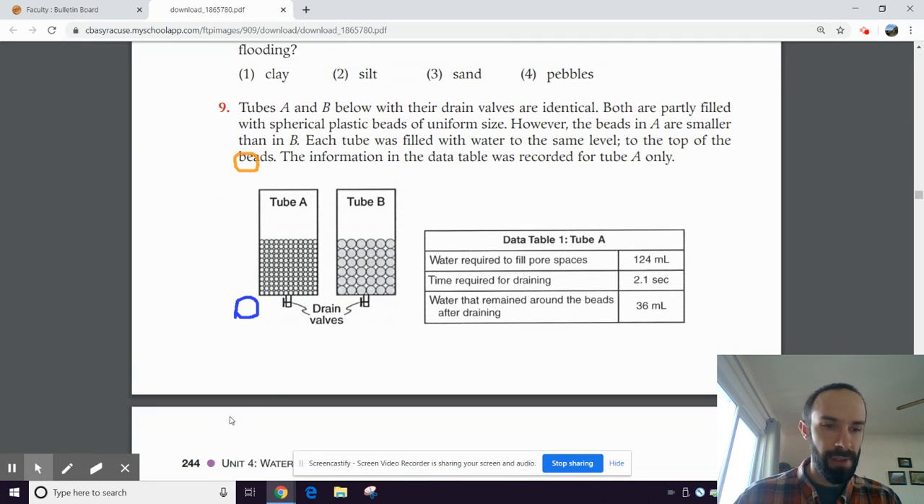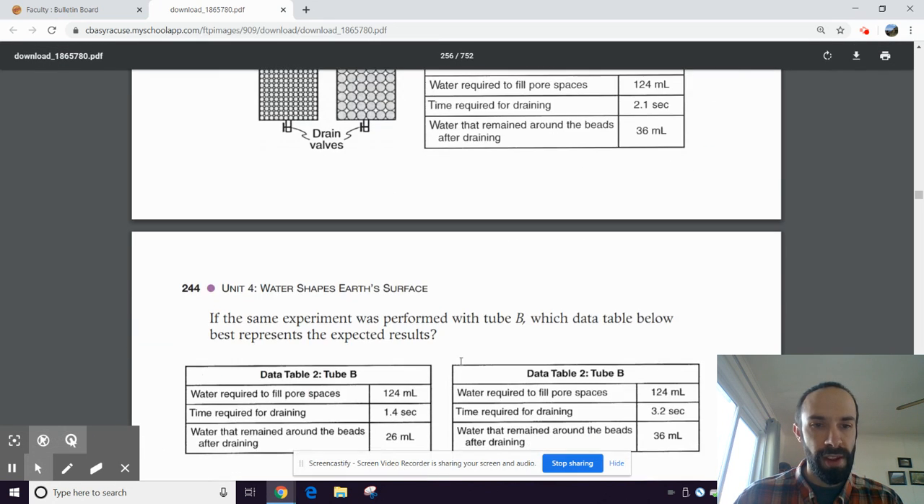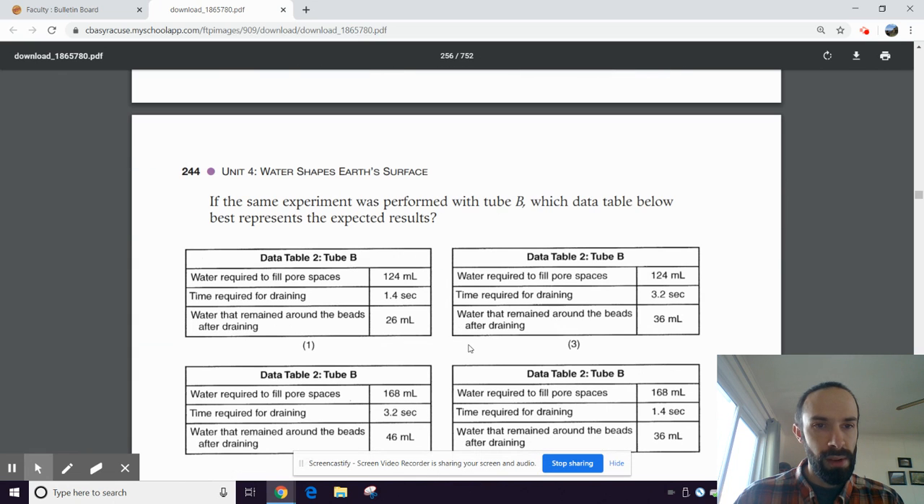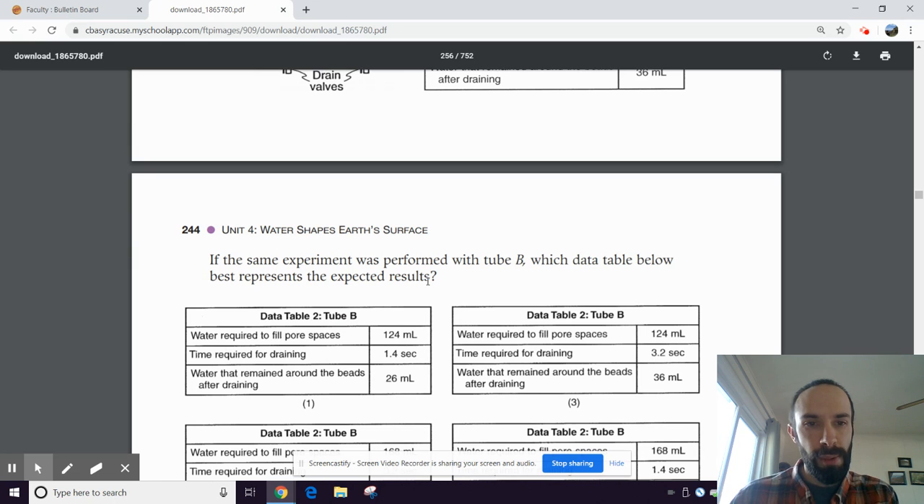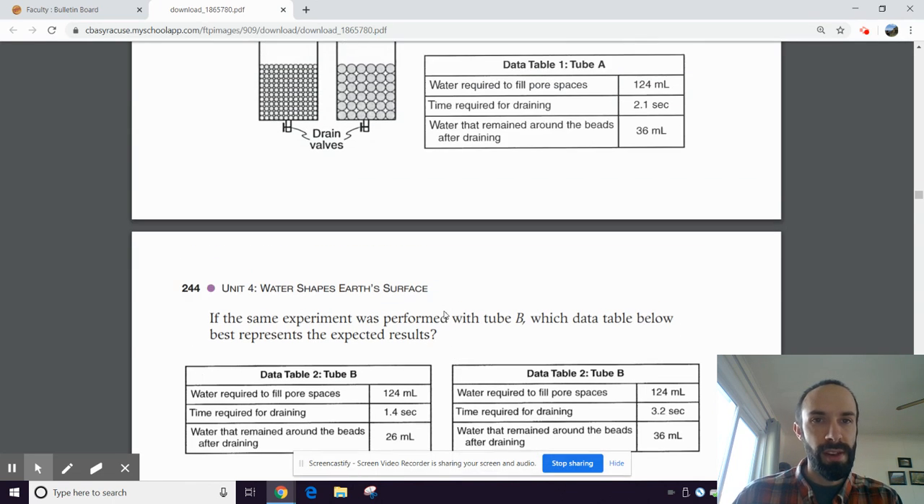Number 9, we're going to have to flip through this. I'm going to clear the screen here. Tubes A and B, and so on. You can read through all this stuff. What I like to do is go to the actual question, and then if we have to reference back to that, we will do so. Okay? It says, if the same experiment was performed with tube B, which data table below best represents the expected result?